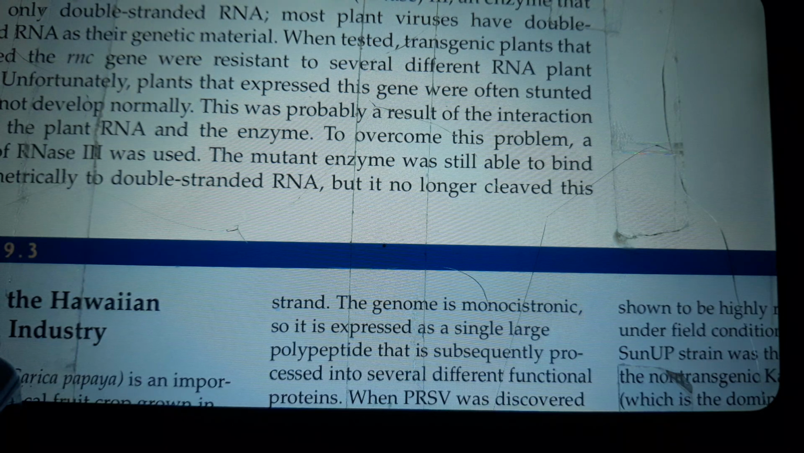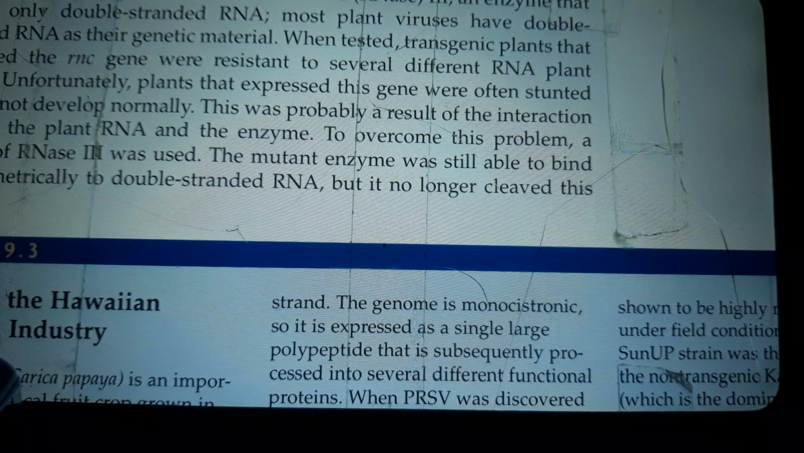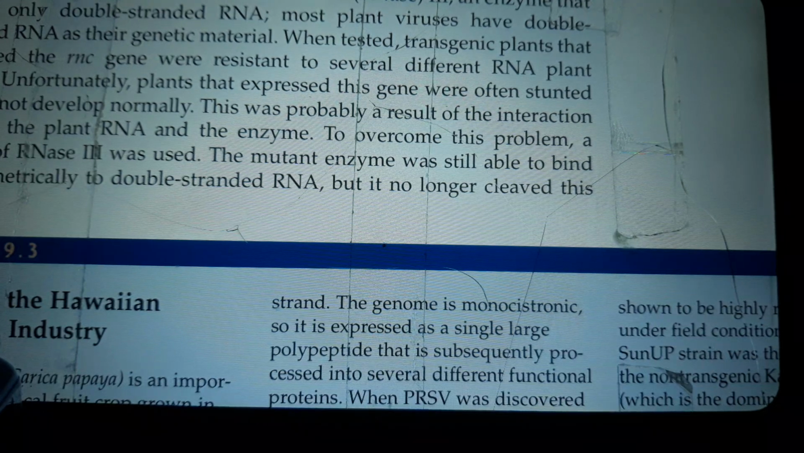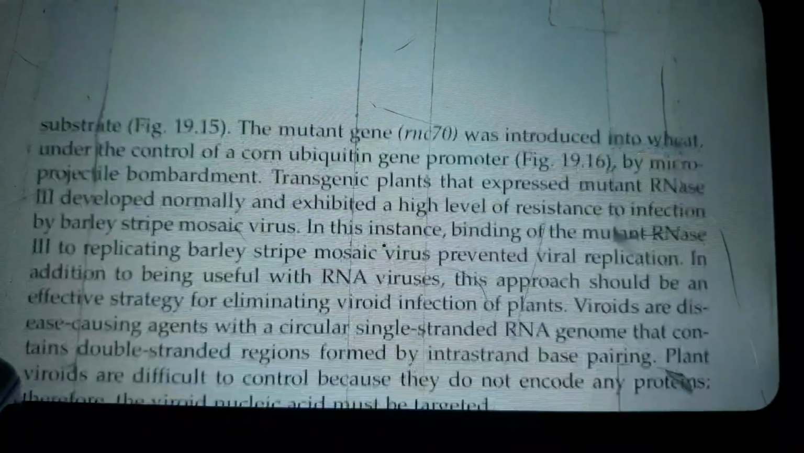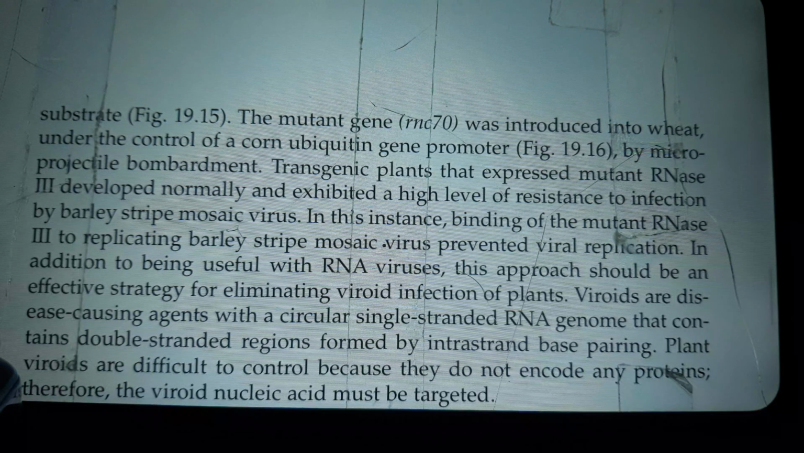This was probably a result of the interaction between the plant RNA and the enzyme. To overcome this problem, a mutant of RNase III was used. The mutant enzyme was still able to bind stoichiometrically to double-stranded RNA, but it no longer cleaved this substrate. The mutant gene RNC70 was introduced into wheat under the control of a corn ubiquitin gene promoter by microprojectile bombardment.